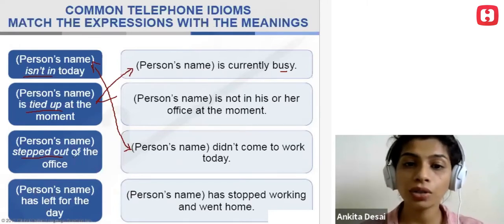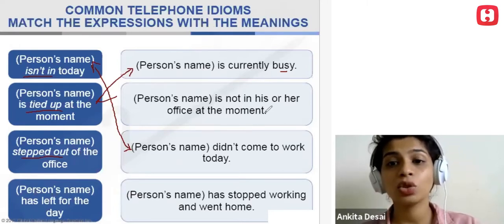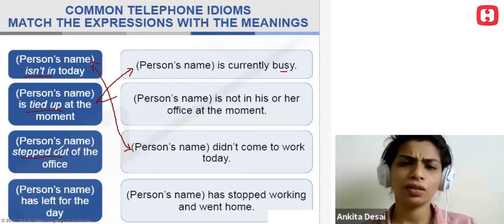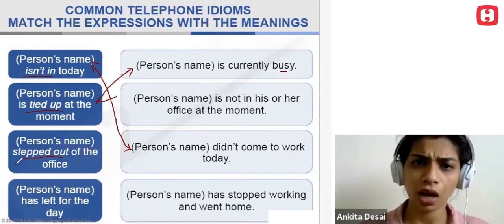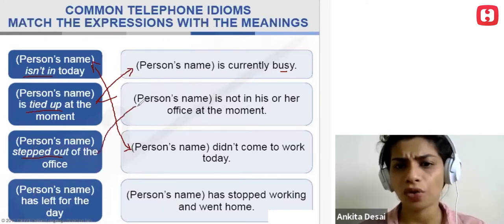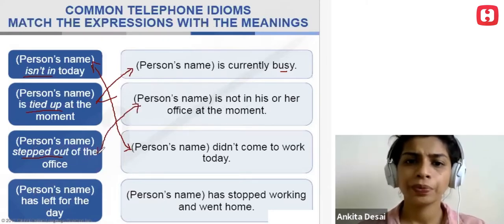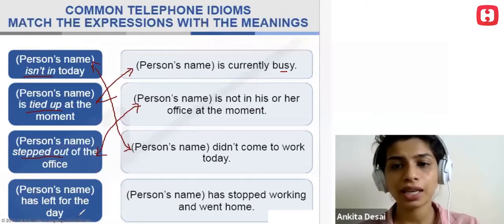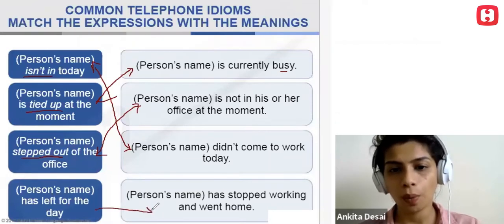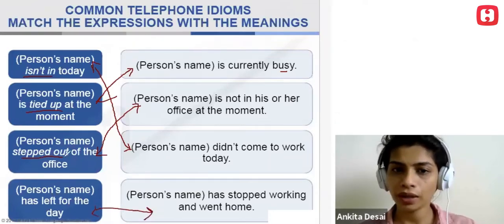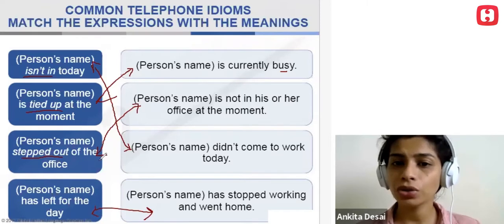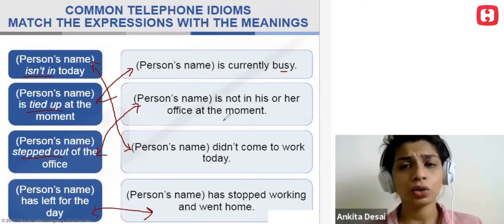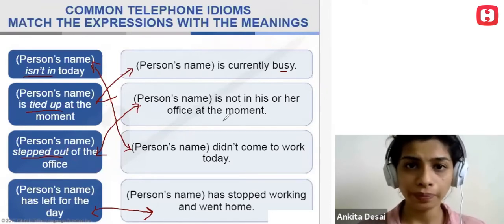He has stepped out. That means he is not in his office at the moment. Normally you say he has just stepped out. And he has left for the day means he has stopped working and went home. He has stepped out. That means he is not in his office. It could also mean that he has left for home.